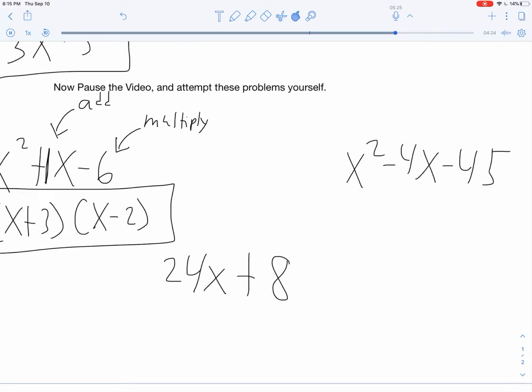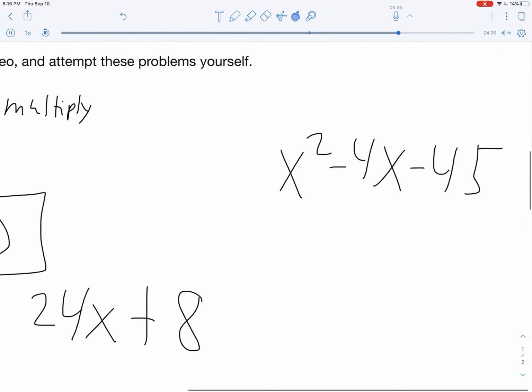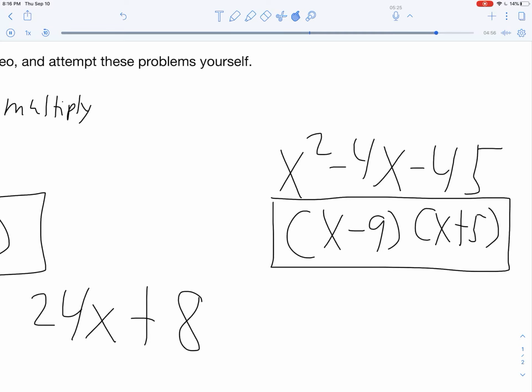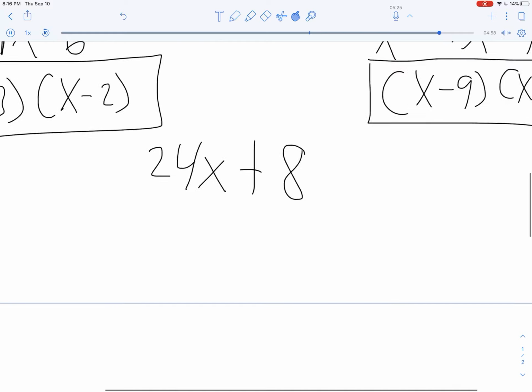All right, let's move on to the next one. Here we have x squared minus 4x minus 45. So we want to think, what can we multiply by and have these add up? Well, 9 times 5 multiplies to 45, and if I use a negative number, I can get them to equal negative 4 when I add them. So I could simply do x minus 9 times x plus 5, and then they multiply to negative 45 and add to negative 4.